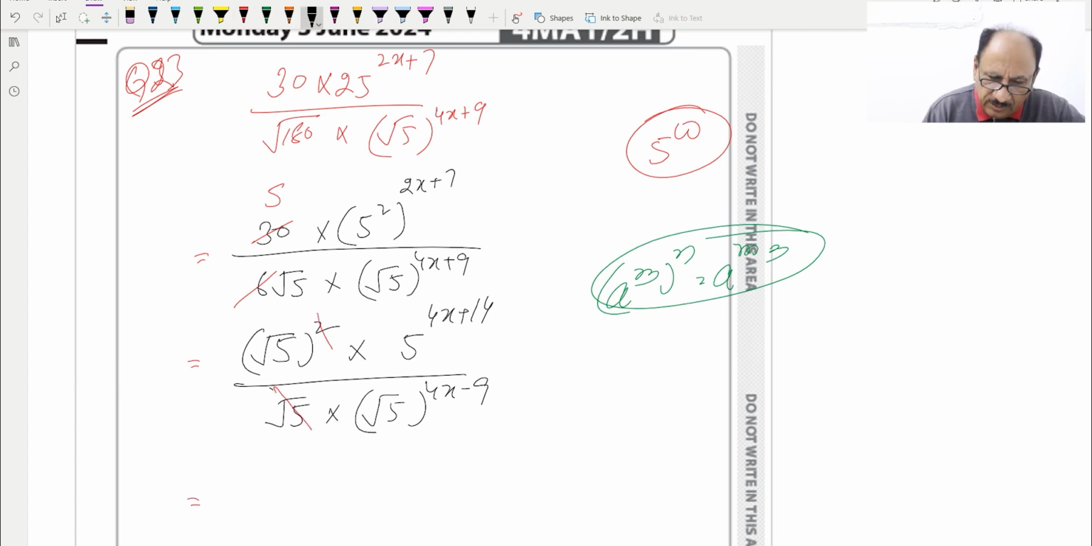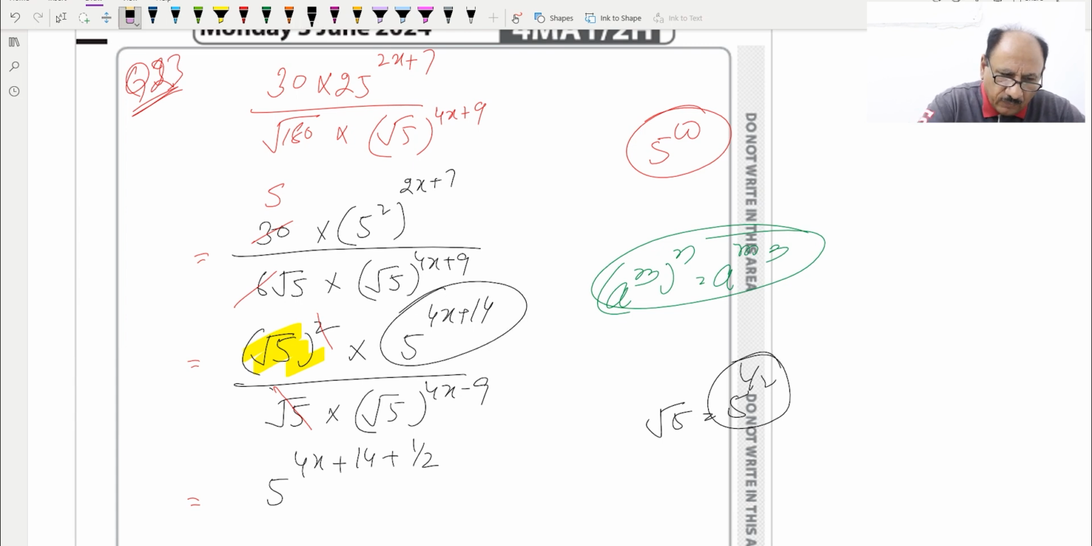So we will be adding, this one will be 5 raised to power 4x plus 14, and this one 5 under root we can add here, because this is 1 by 2, 5 raised to power 1 by 2, because what we are doing, under root 5 is equal to 5 raised to power 1 by 2, and this one we have added in this. Hopefully you are understanding this.